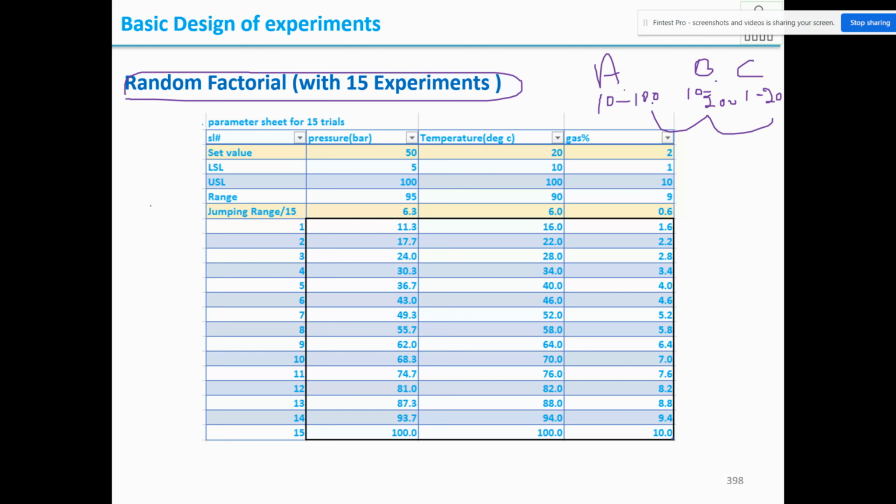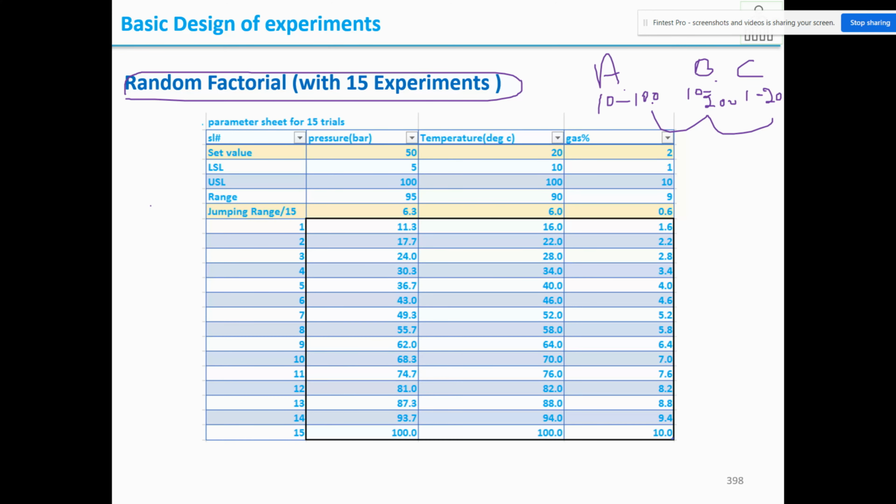Then it takes more than 100 experiments. Is it possible to run that many experiments? In reality it is not possible. Therefore, in this case we use random factorial DOE. With just 15 experiments we can arrive at the optimum result, or at a nearby optimum result. How we are going to arrive at the nearby optimum result, we will see.